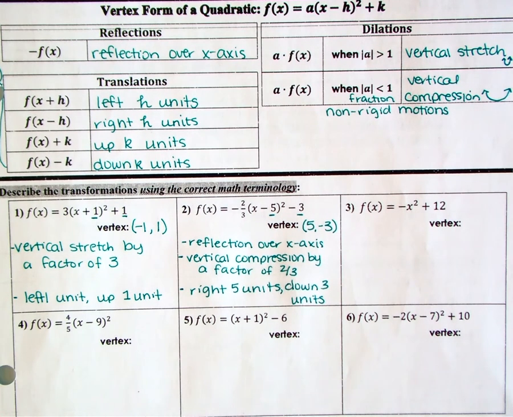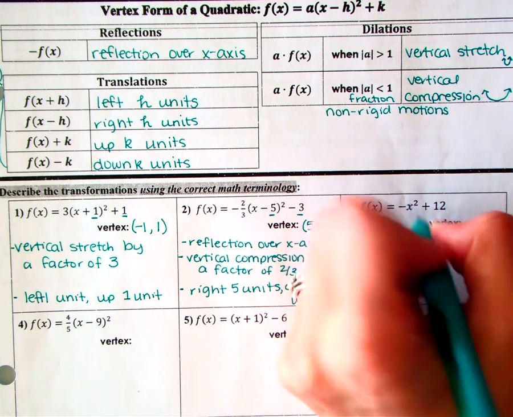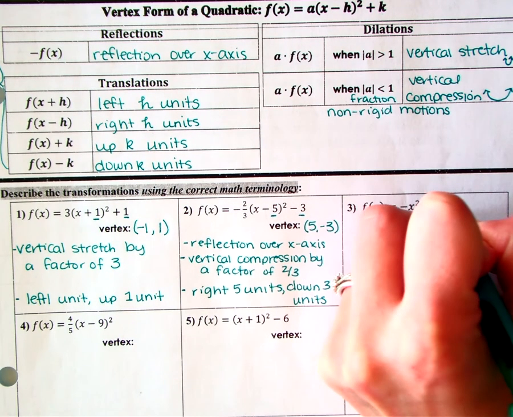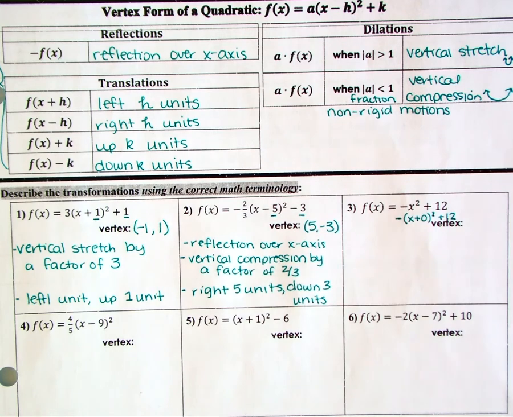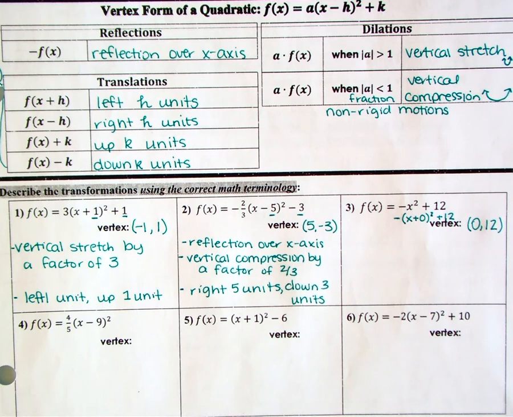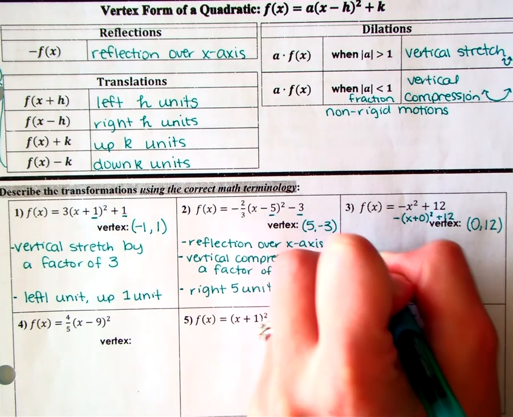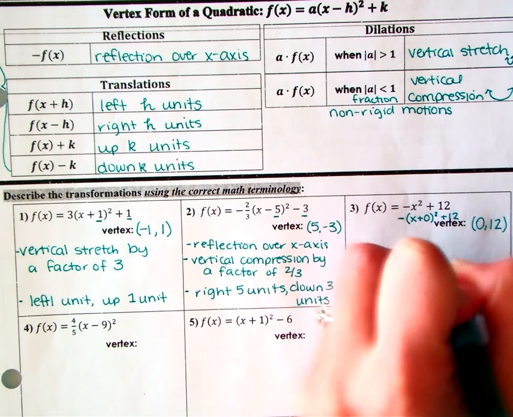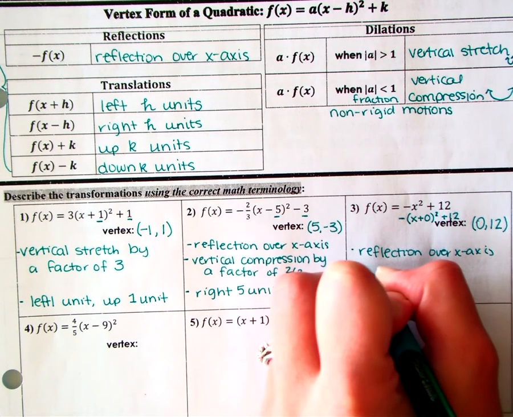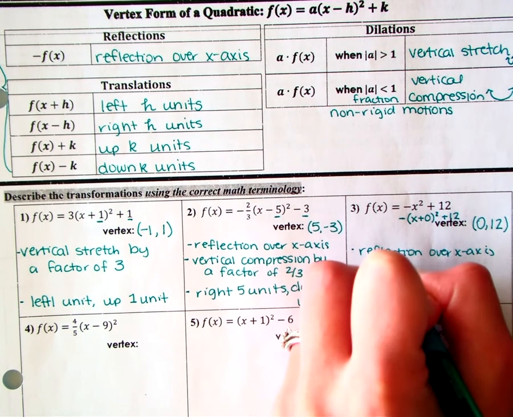All right, in number 3, we don't actually have parentheses, but it's still technically in vertex form. It's kind of a combination of vertex and standard. But what we can do is rewrite it saying x plus 0 squared plus 12, and now we have a placeholder for h. So my vertex is 0, 12. That negative in front tells me a reflection over the x-axis. And that plus 12 tells me that I go up 12 units.